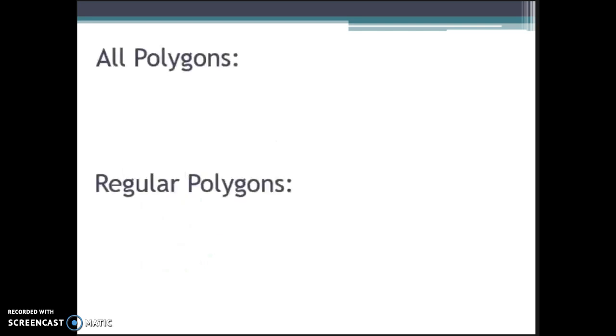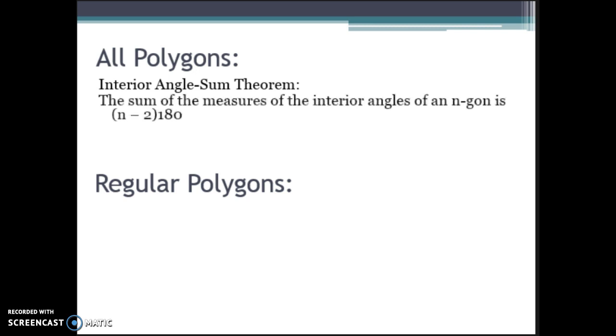So here are some different formulas you need to know for all polygons. You've got an interior angle sum theorem, so that means that the sum of the measures of the interior angles of an n-gon, which just means any number of sides, is the number of sides minus 2 times 180. The exterior angle sum of all polygons is 360 degrees.